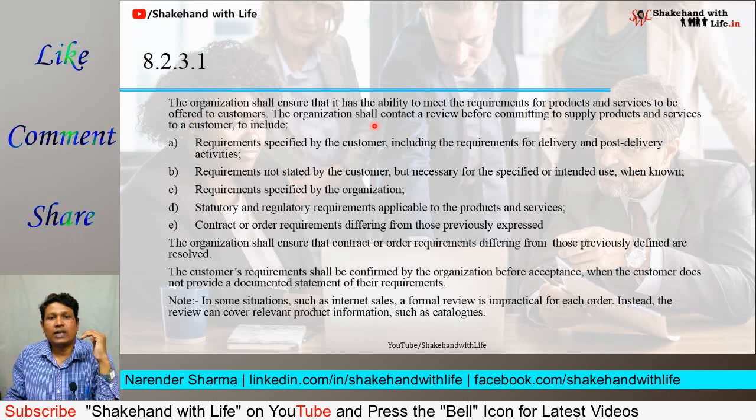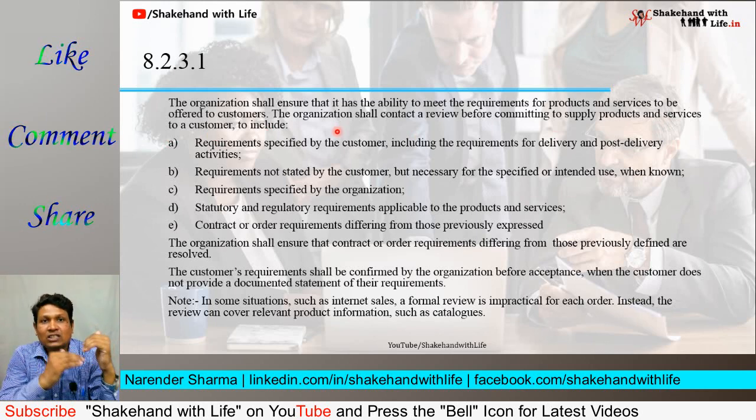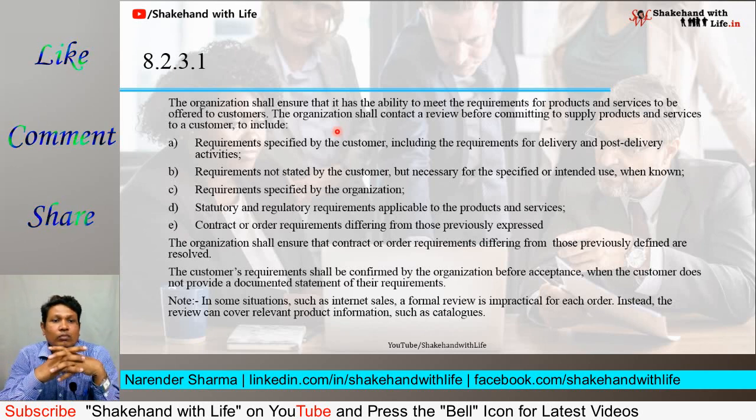The organization shall conduct a review before committing to supply products and services to the customer, and that includes the organization ensuring that it is capable of providing the products and services which are committed or offered by the organization to the customer, and this can be decided on the basis of a requirement specified by the customer, including the requirements for delivery and post delivery activities.